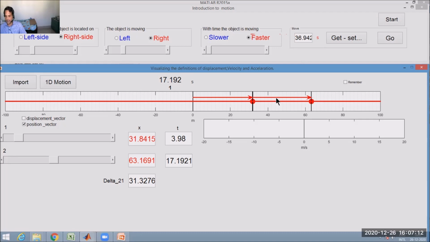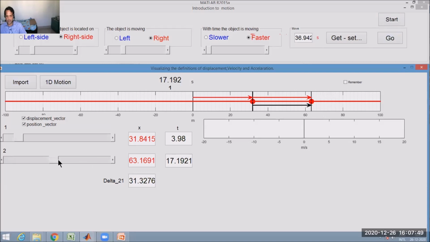For clarity, I have shifted both the position vectors upwards. Otherwise, they would be drawn on this central line. Now let us put the displacement vector. So this is the displacement vector, the arrow in black color, whose length is 31.32 meters, and it is pointing towards the right. So this arrow tells us that the object moved from this point to this point, from the first instance of time, that is 3.98 seconds, to 17.19 seconds.